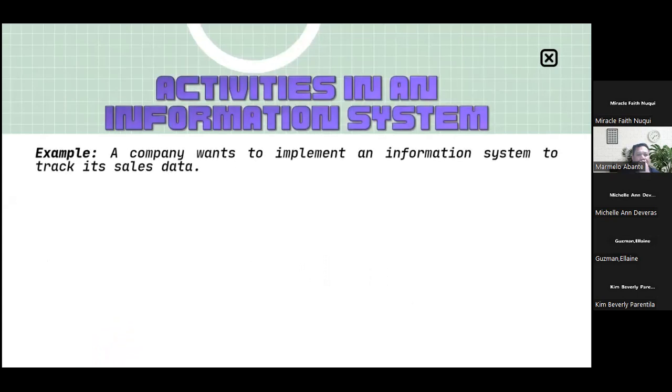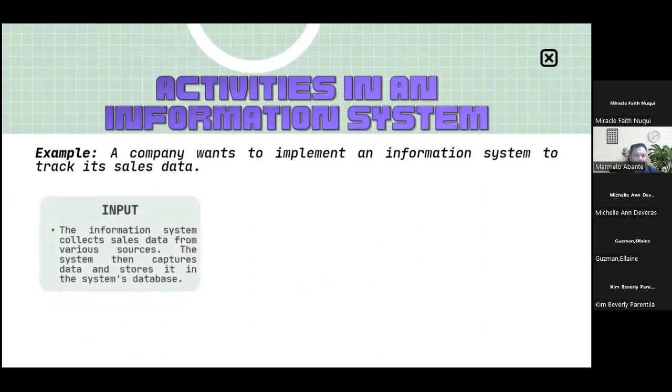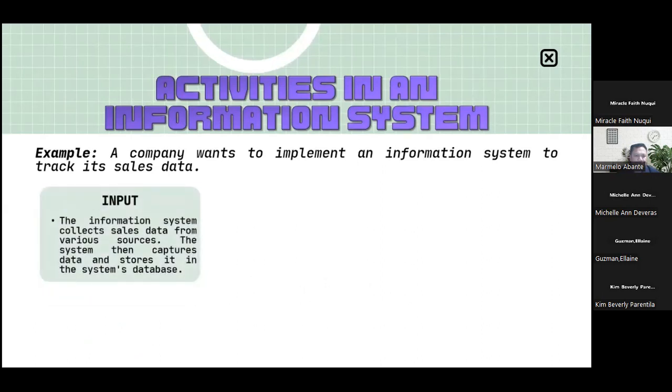As an example, let's say a company wants to implement an information system to track its sales data. Here's how the three activities would work. Input. The information system collects sales data from various sources, such as the company's website, point of sale or POS system, and customer feedback surveys. The system then captures data such as the product sold, the price, the date of sale, and the customer's demographic information. Then, the data is stored in the system's database.